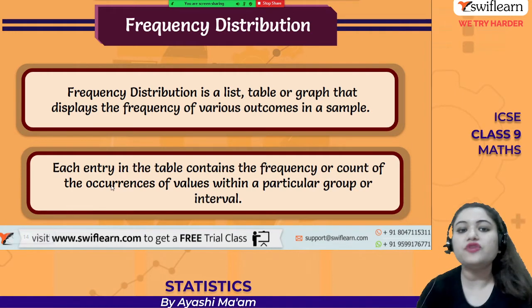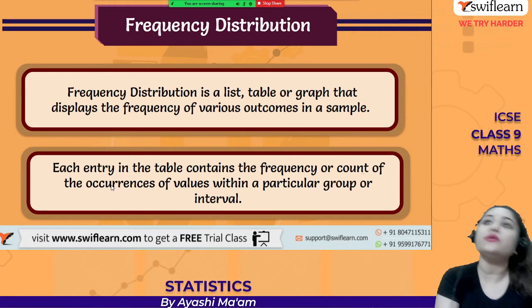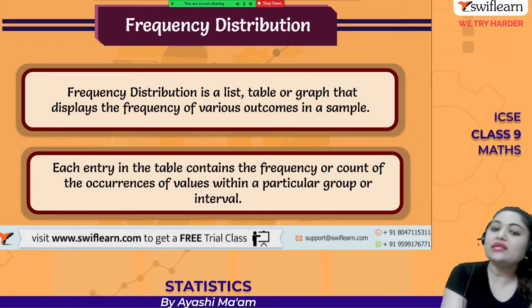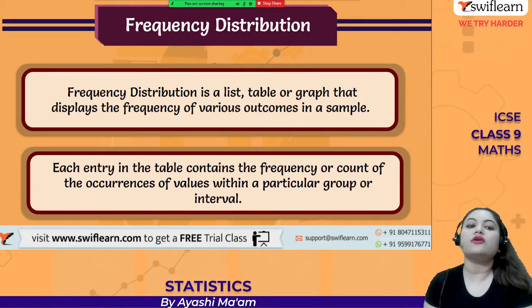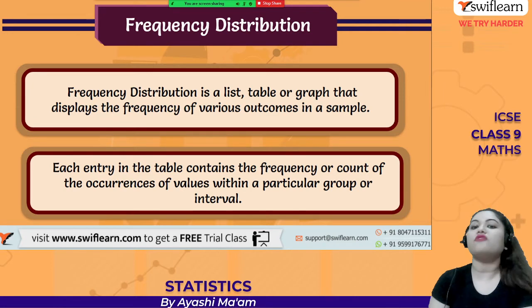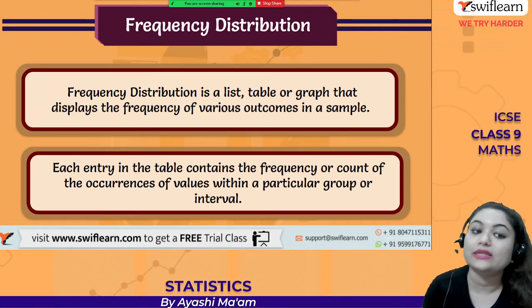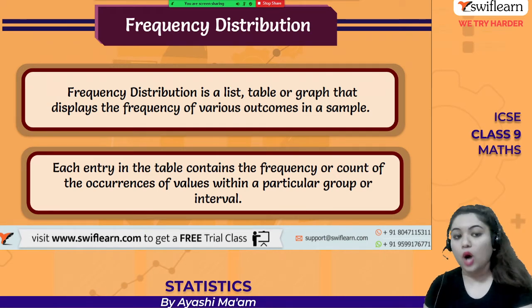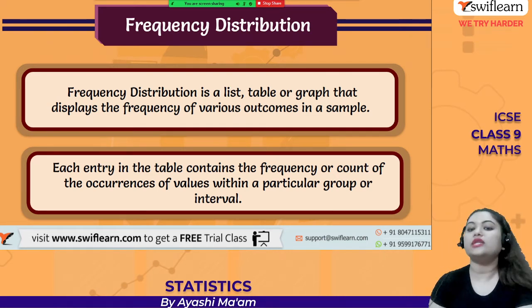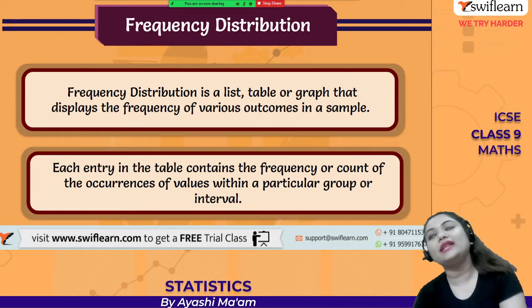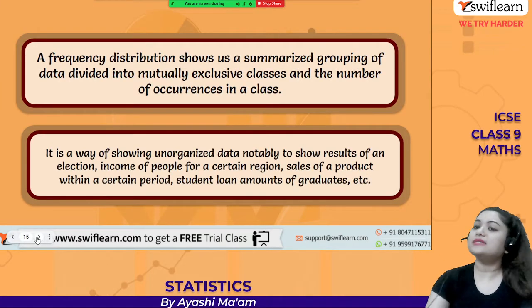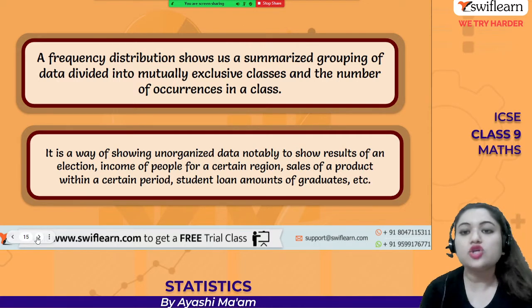Next, let's come to frequency distribution. अब हम इस frequency को कैसे represent कर रहे हैं? With the help of a list or a table or a graph that displays the frequency of various outcomes in a sample. Each entry in the table contains the frequency or count of the occurrences of values within a particular group or interval. मतलब, चलो देख लेते हैं इसका मतलब क्या होगा एक example के साथ, है ना? पहले इसको पढ़ लेते हैं.